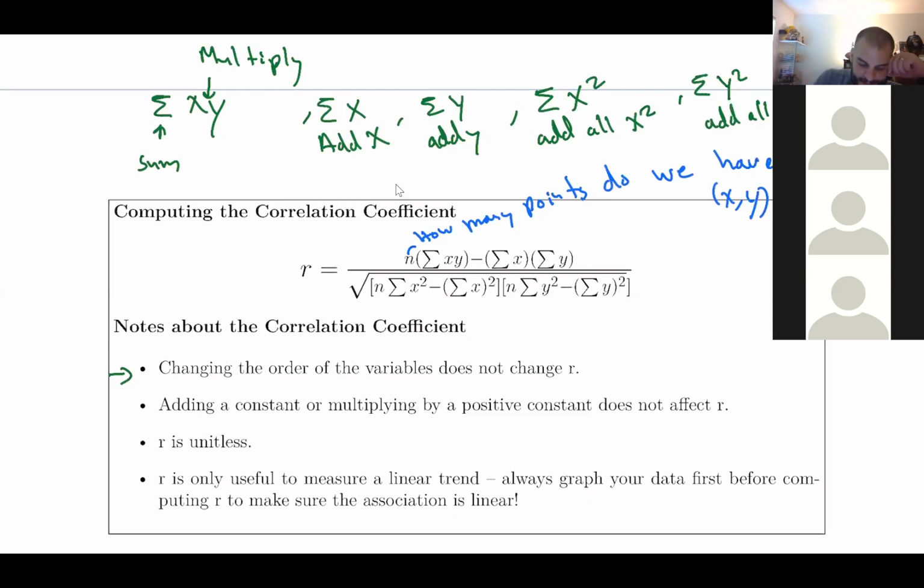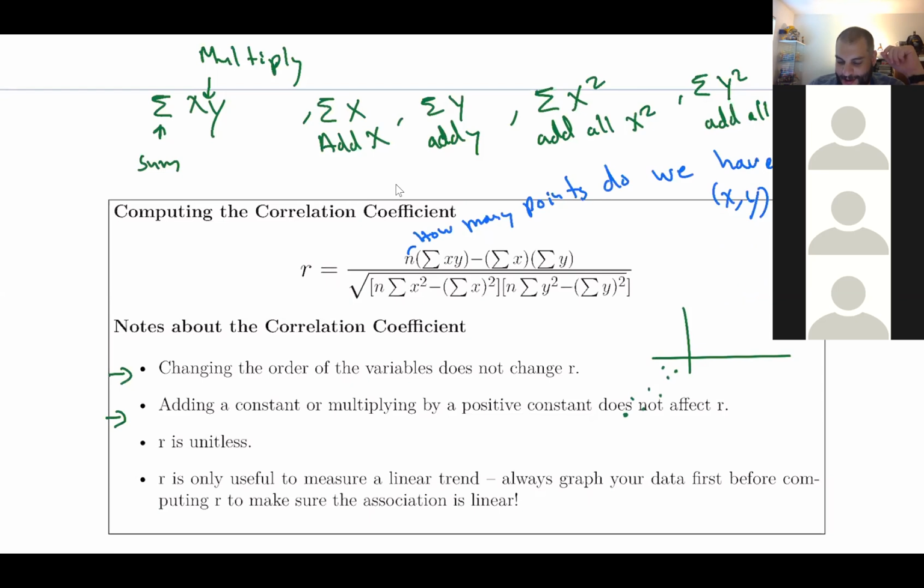All right, so the second one says, adding a constant or multiplying by a positive constant does not affect the R value. So kind of think about it. Say we have this scatter plot, but say I take the scatter plot and now move it over here. Did anything change about how the scatter plot looks? No, nothing changed. The only thing that changed is the location of the scatter plot.